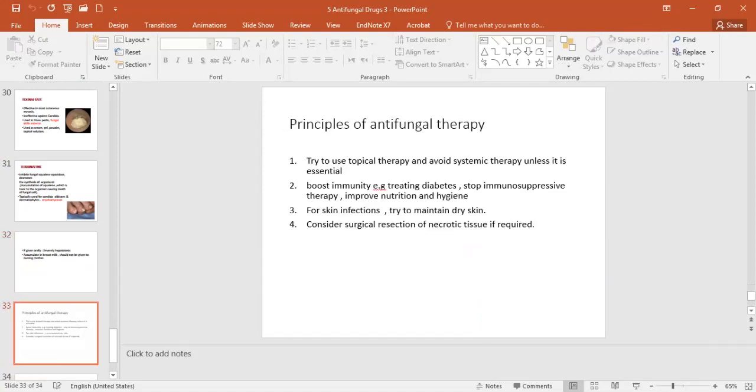Finally, I have some notes about the principles of antifungal therapy. There are some things you should take care of when you prescribe antifungal treatment. First of all, try to use topical therapy as much as possible, and avoid systemic therapy unless it is essential.